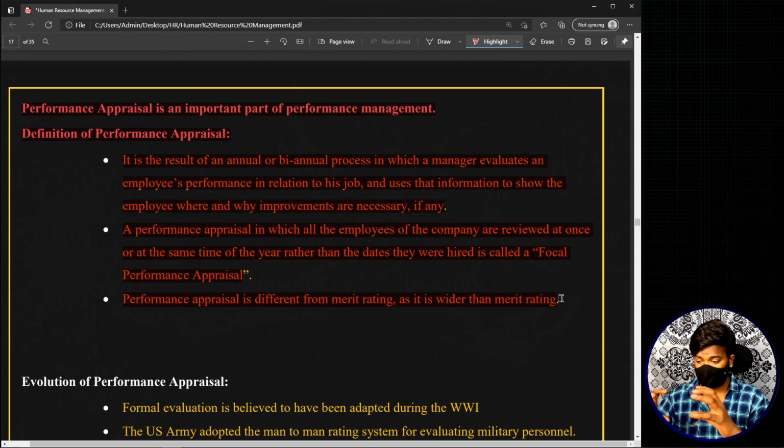That means giving ratings just based on merit. Initially, merit rating was there. Later, as time passed, the concept of performance appraisal came out, saying that instead of just concentrating on merit, we also have to concentrate on the ups and downs. That is the basic difference between performance appraisal and merit rating: merit rating just concentrates on rating based on merit, whereas performance appraisal concentrates on many different things, and its scope is much wider than merit rating. So that is what we are discussing: performance appraisal is different from merit rating as it is wider than merit rating.